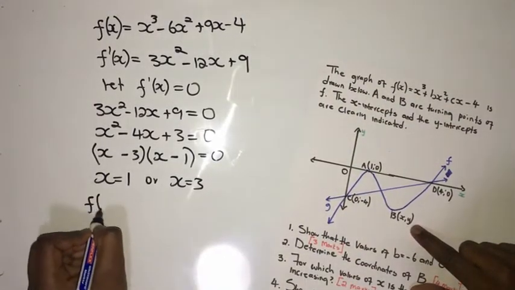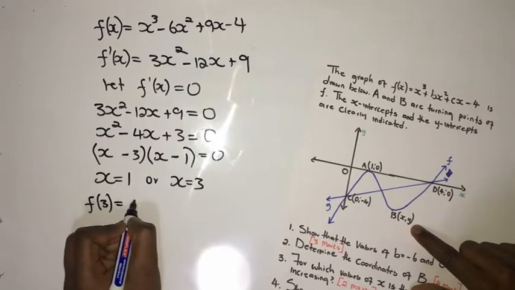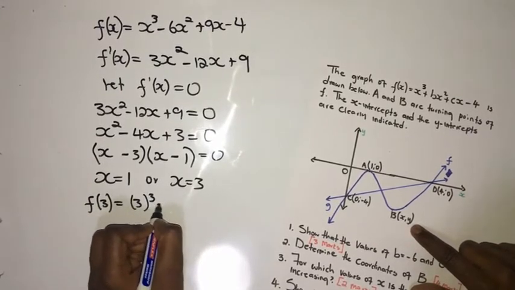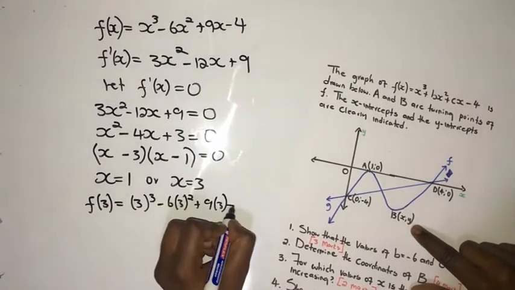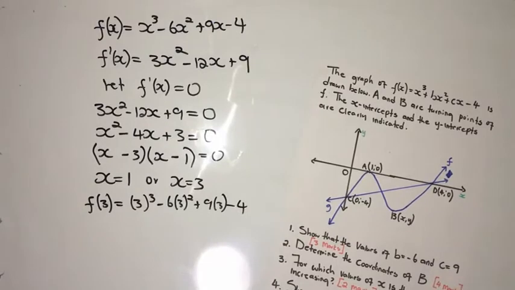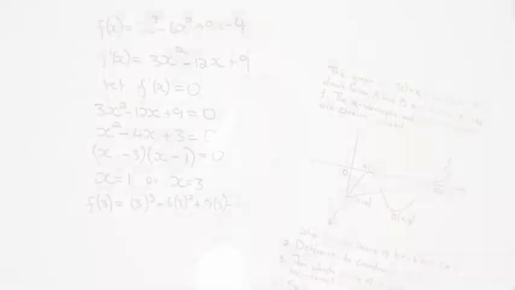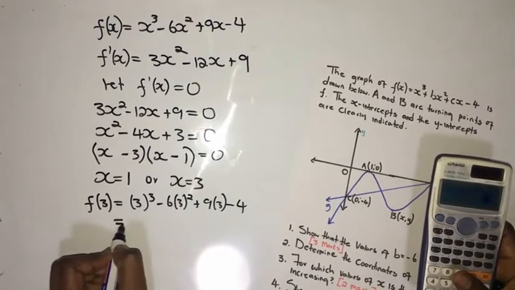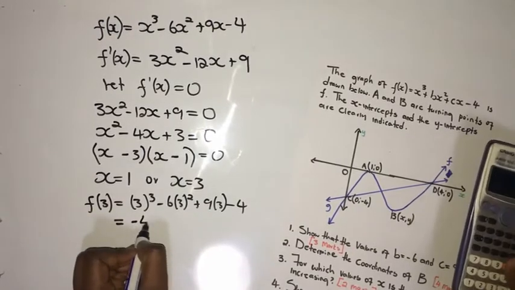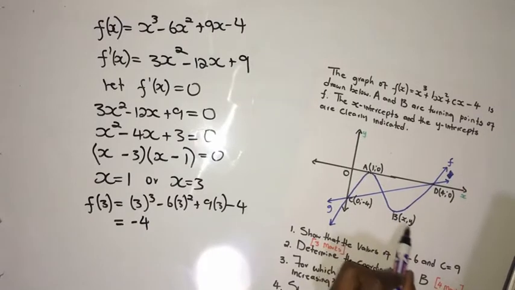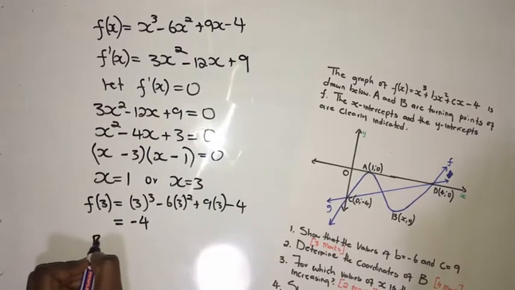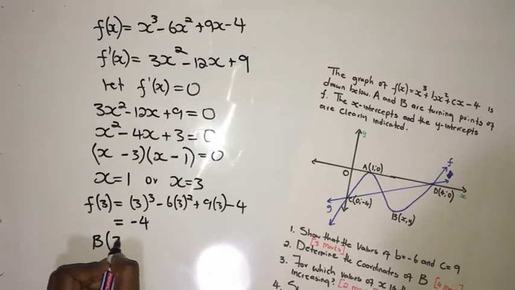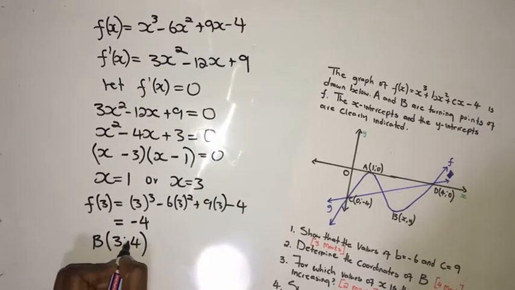So now we're going to simply say f of 3, which is going to be 3 cubed minus 6 into 3 squared plus 9 into 3 minus 4. Let me quickly punch that into my calculator and see what I'm getting. So this gives me f of 3 is equivalent to minus 4. We can see that this is negative, it's on a negative side there. So then we're on the right track as well. Therefore, point B is actually (3, minus 4).